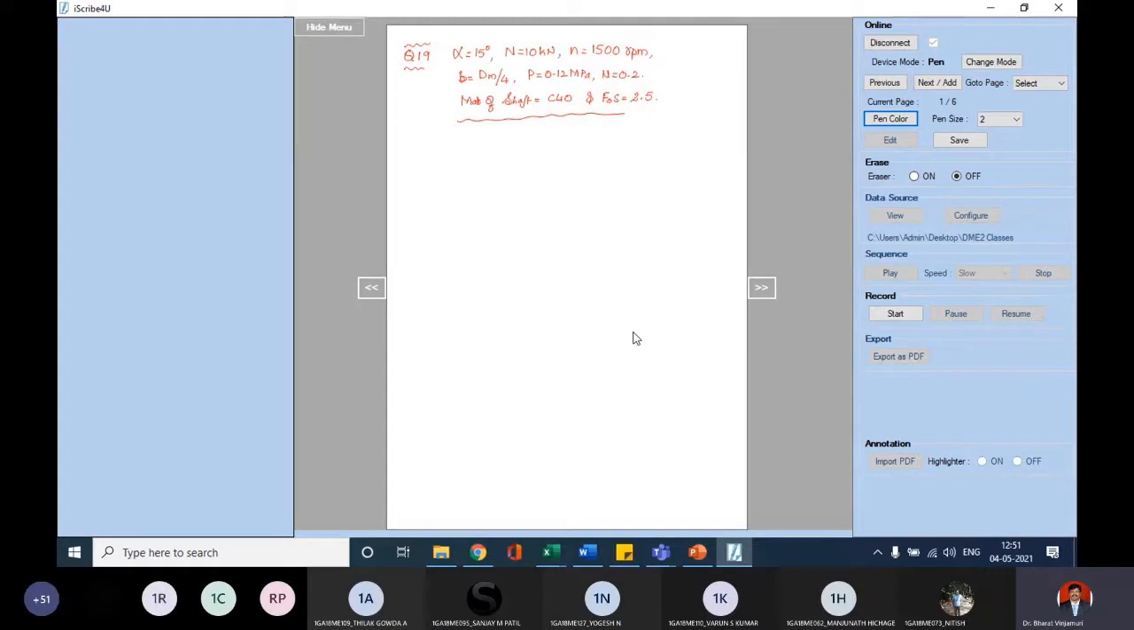So the equations, if you want to find MT, your first equation is MT equals 9.55 into 10 to the 6 into capital N by small n. This is your first equation, where N will always be in kilowatts and small n will be in RPM. Speed will be in RPM, and this MT will be in Newton mm. From here we will be finding the MT.